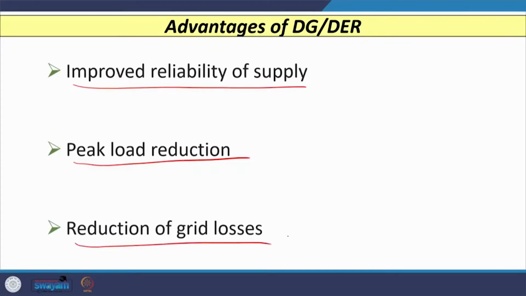The third is the reduction of grid losses. We have discussed that we can connect DG or DER at the place where the load is situated. So, the transmission of power from the generation end to the load end will be reduced, and hence the losses can also be reduced.